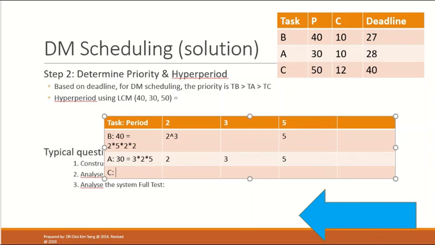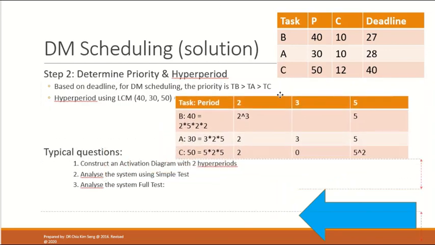Then task C, we have 50. 50 equals 5 multiplied by 10, and again 10 equals 2 multiplied by 5. So you have 5 to the power 2, and here you have 2 to the power 1, here you have 3 to the power 0, and here you have 5 to the power 2. So these are the three multiplier sets that you can get from this question.